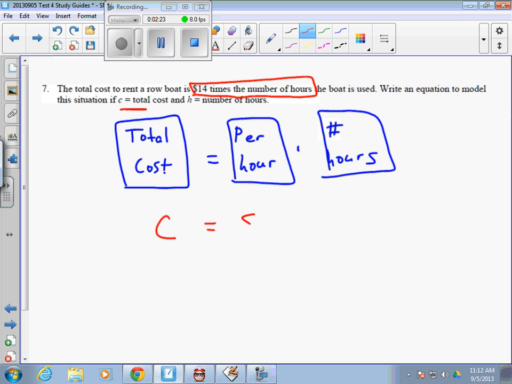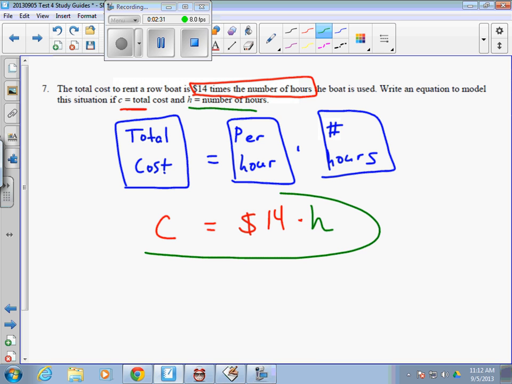So $14 times the number of hours, which is an unknown as well. It says use H for that one. So 14 times H. C equals 14H.